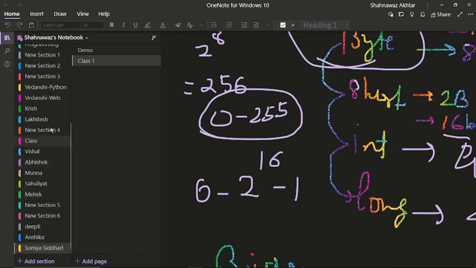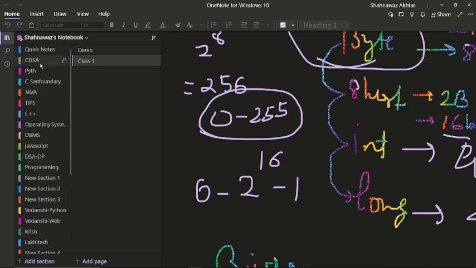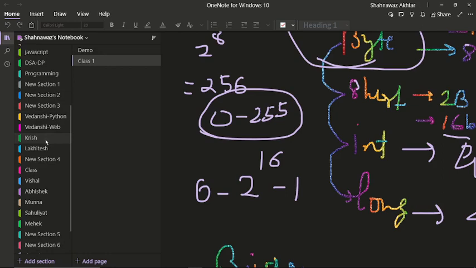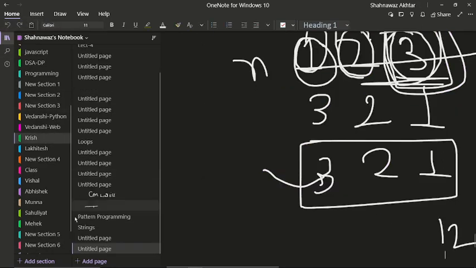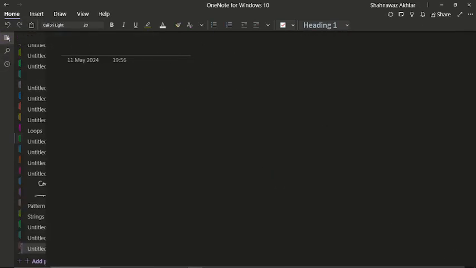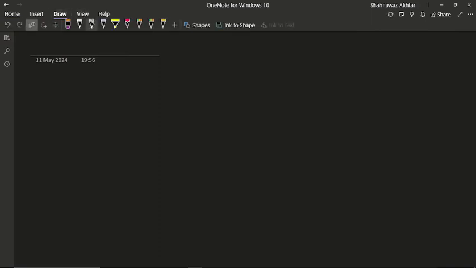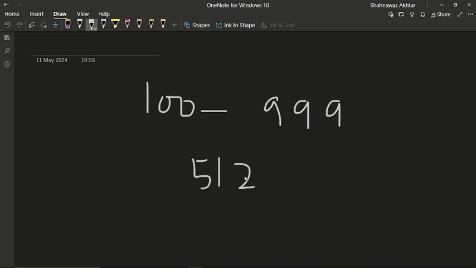I am saying a three digit number is a number which has three digits, correct? And from where does a three digit number start? It starts from 100 and goes until 999, correct? Yes or no? If we take a random number, suppose 512, it also has three digits.